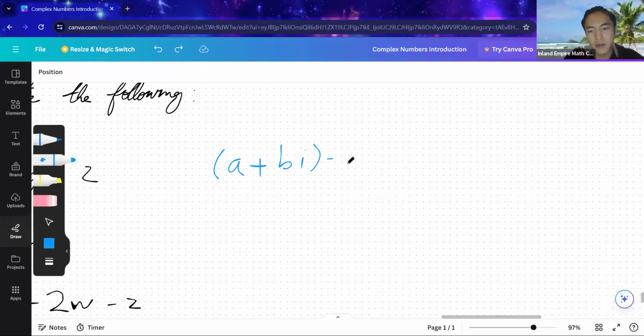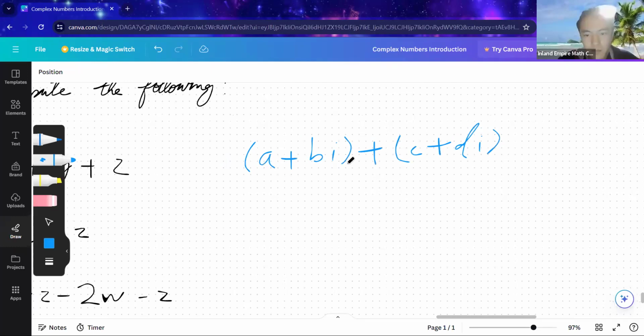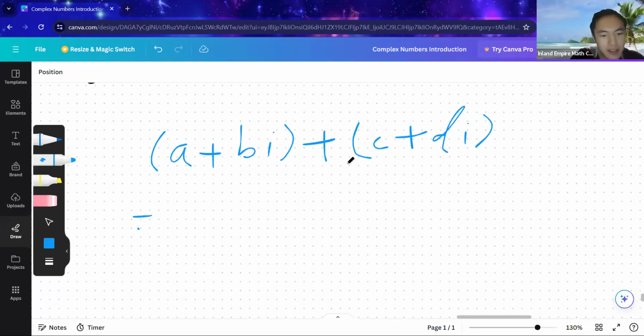So if you have something like a plus bi plus c plus di, which is two complex numbers, how you would add them is you would break apart the parentheses. You would have a plus bi plus c plus di.